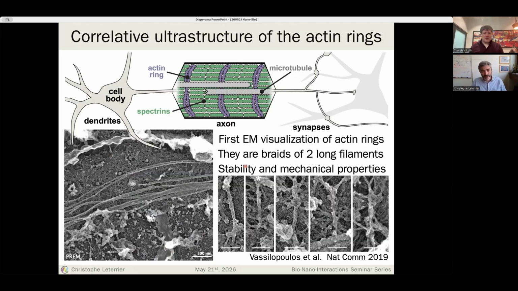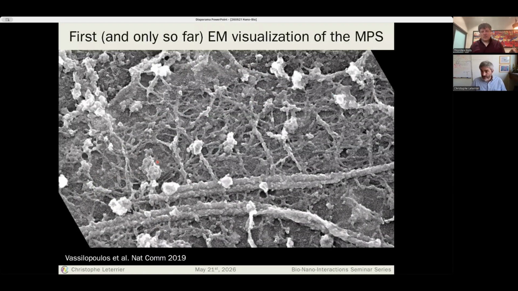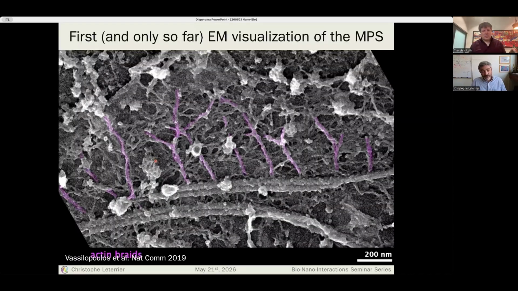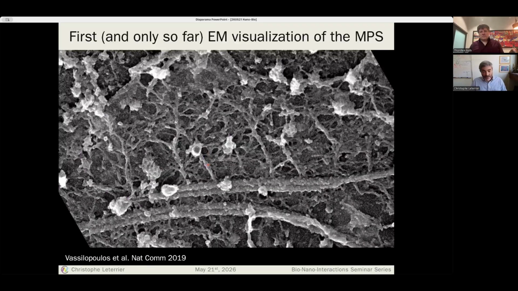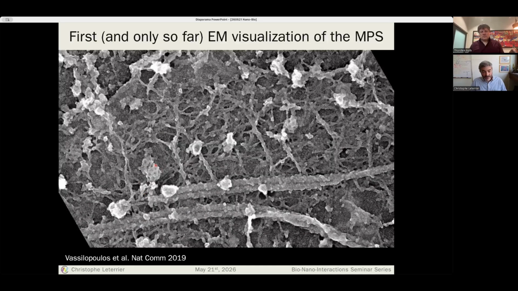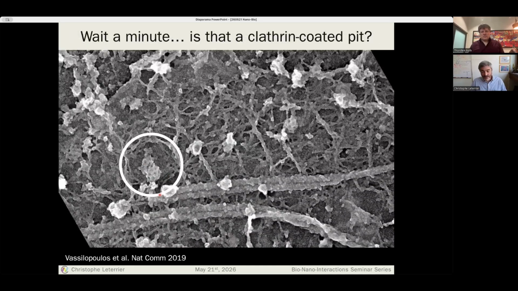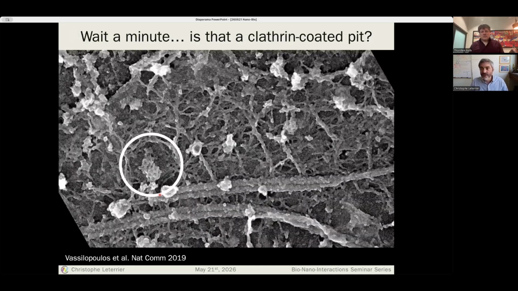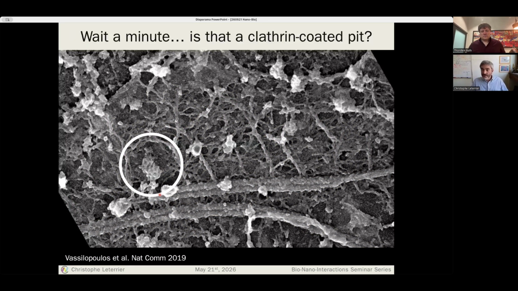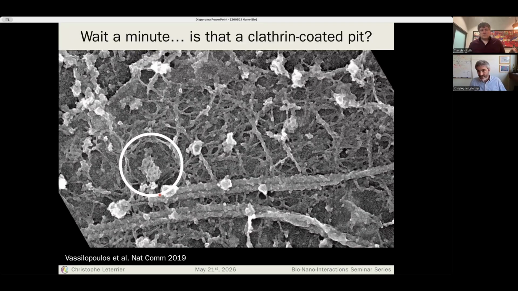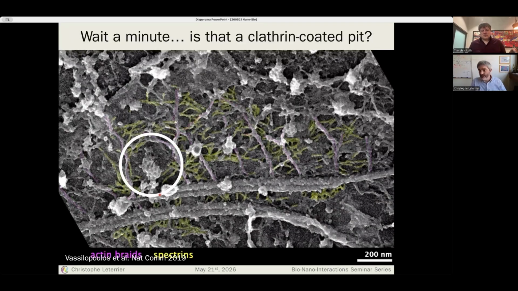And while we were doing that, Stéphane, who is a specialist of platinum replica electron microscopy and clathrin-coated pit endocytosis, kept saying to me, but look, there is the mesh, there are the actin braids, but there is also this structure here, and this is a clathrin-coated pit. So it's very interesting that nobody has described clathrin-coated pits or endocytosis from the axon shaft, and maybe we should look at that. So that's what we did.